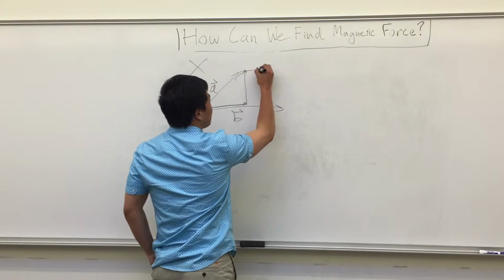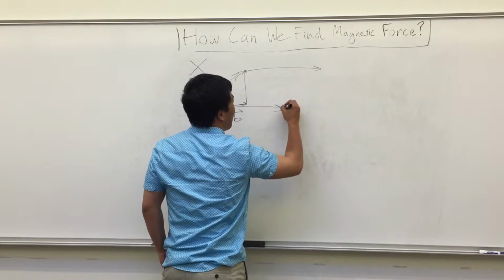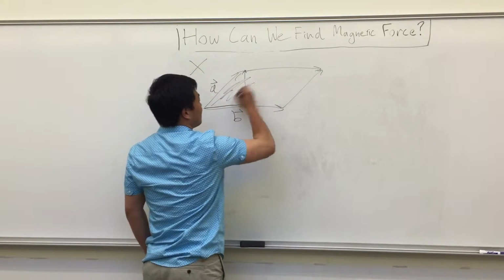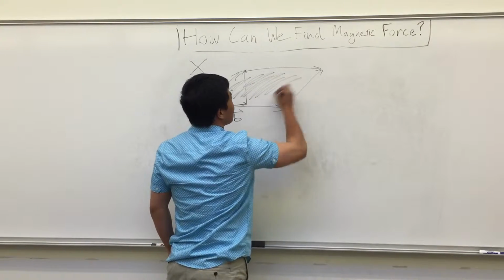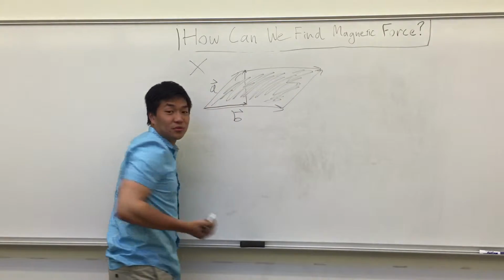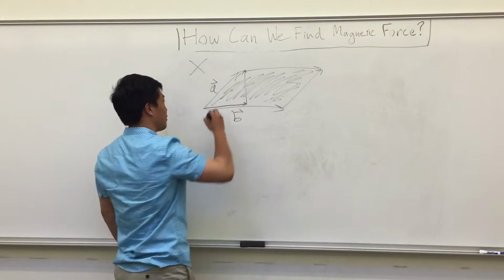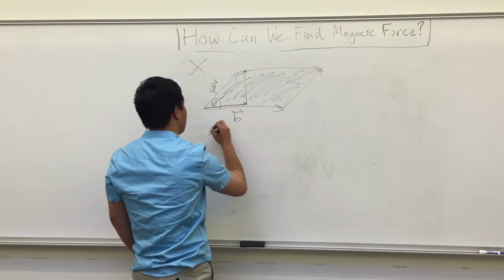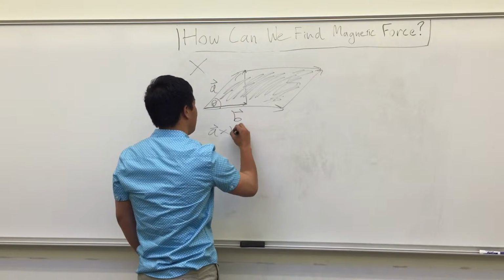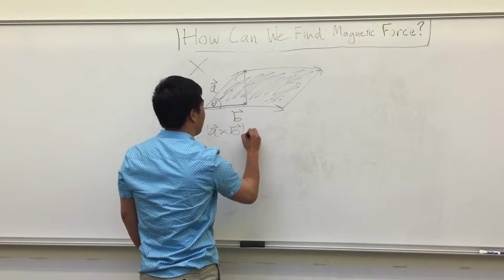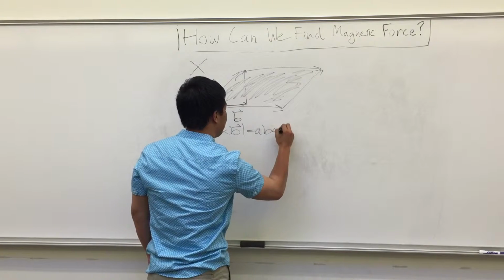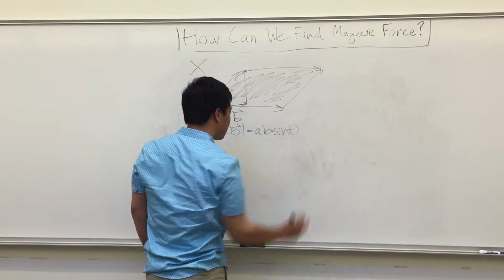In doing so, will actually yield you the area of this parallelogram, which is why the magnitude of the cross product is sometimes referred to as the area of a parallelogram, which then also yields this formula that the magnitude of A cross B will equal AB sine theta.